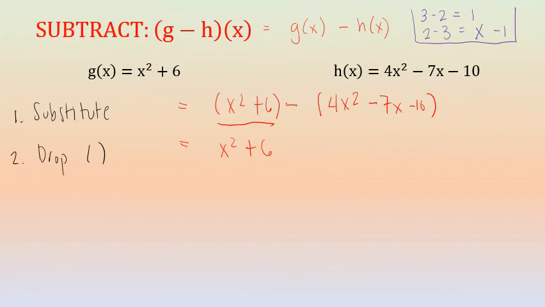So, we are subtracting. So, this is negative. Okay? Kapag subtraction of functions, we distribute this negative to each of the terms inside the parentheses. So, distribute negative to 4x squared. Then, next, distribute it to negative 7x. And last, distribute it to negative 10.